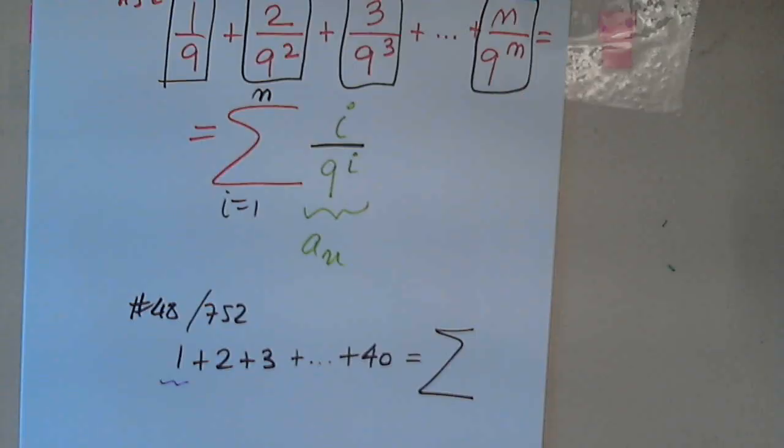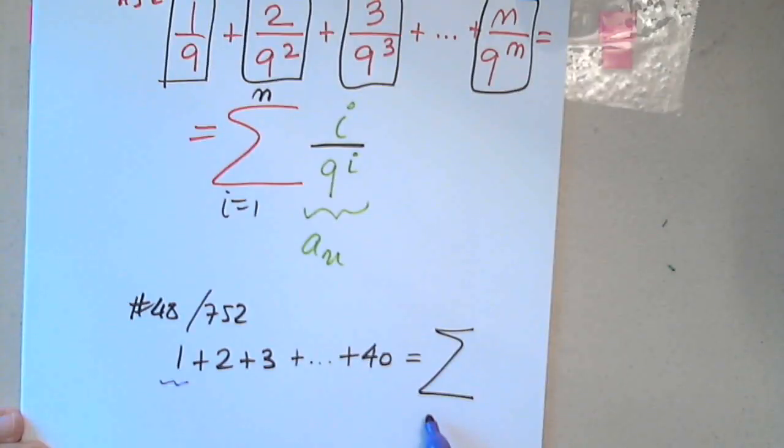I'm thinking that these summation notations don't have to start with I equals 1. They can start at I equals 4. They can start anywhere, as long as it's a natural positive number.